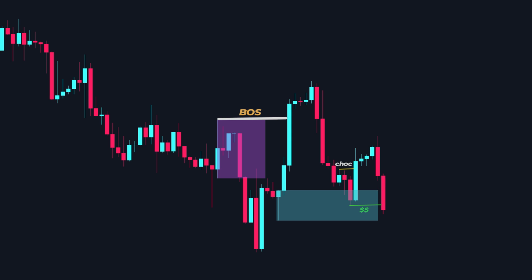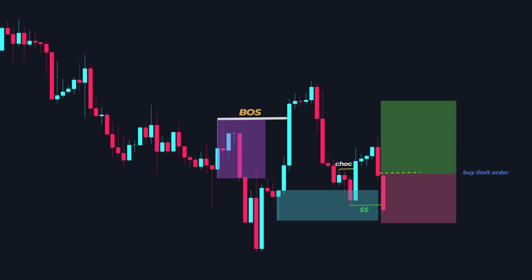Now that we've got our confirmation, the liquidity sweep, it's time to act. Entry plan. Draw your liquidity zone. Place a buy limit order at that level. Why a limit order? Because after a strong sweep, price often moves fast, and you might miss the entry if you wait for more confirmation. Set your stop loss just below the demand zone low. Your target is the recent swing high.